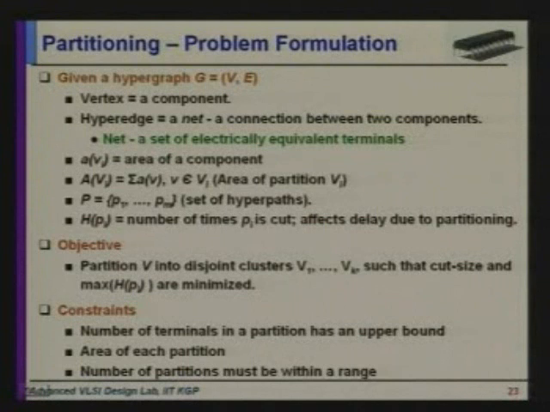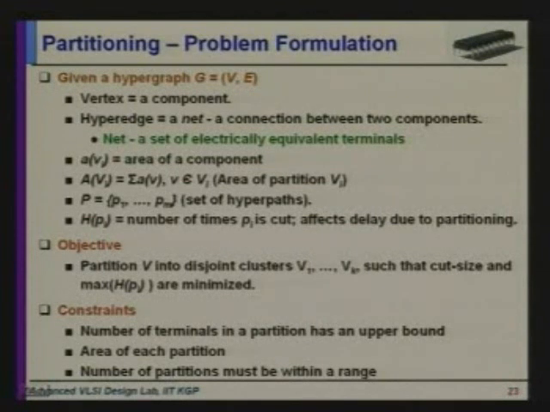What is my objective? The objective is to partition this vertex set V into disjoint clusters V1, V2, V3, so that the components in each of these clusters do not overlap. So clusters containing different disjoint components such that the cut size and the maximum length of the path is minimized, right? And the constraints can be that the number of terminals in a path always has an upper bound.